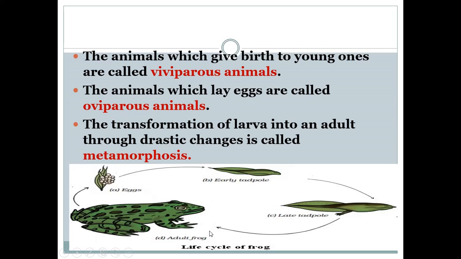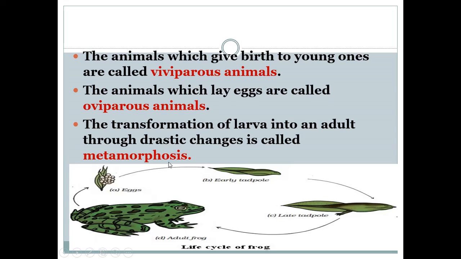Similarly, the caterpillar of a silkworm also looks very different from the adult moth. You must have seen a beautiful moth emerging out of the cocoon. In the case of the tadpole also, they transform into adults capable of jumping and swimming. The transformation of larva into an adult through drastic changes is called metamorphosis.